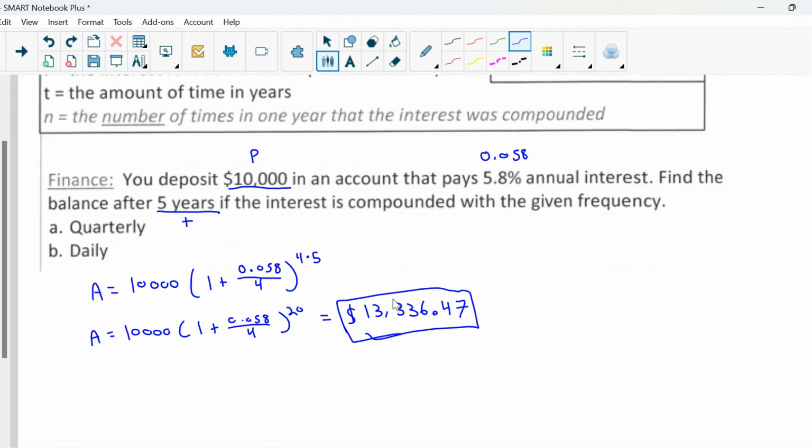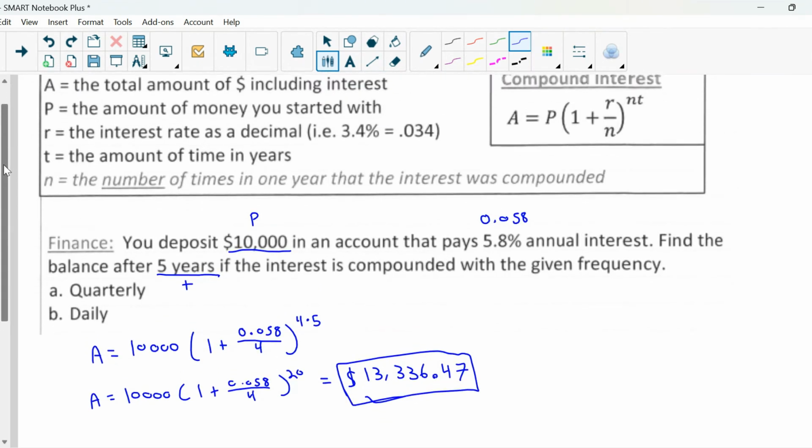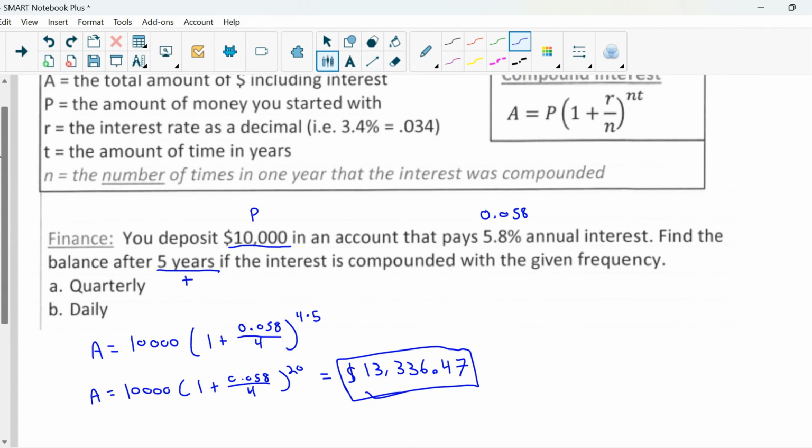Okay, so that is how you would use the compound interest formula. We can maybe do the other one in class together. So please go through, try some of the graphs that we skipped in the video, but we'll make sure to look at them in class.